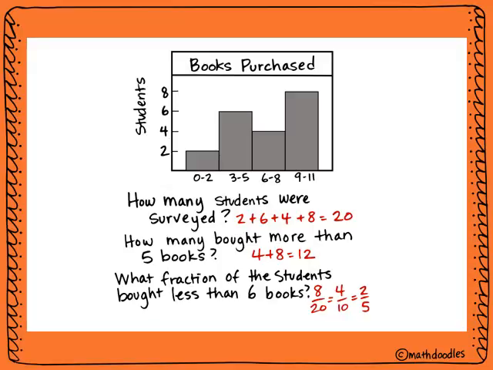And then here it says what fraction of the students bought less than 6 books. That would be, there's a total of 20, so that would go on your bottom. There were 8 students who bought fewer than 6 books. So that would go on the top, and then that can reduce down to 2/5. But I'm not too worried about the fraction if you don't understand that quite yet.